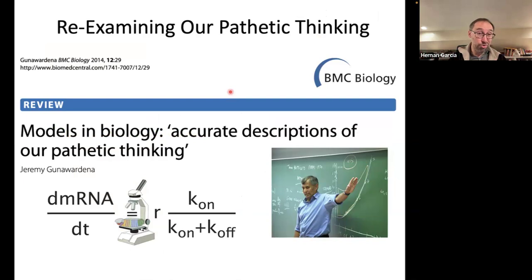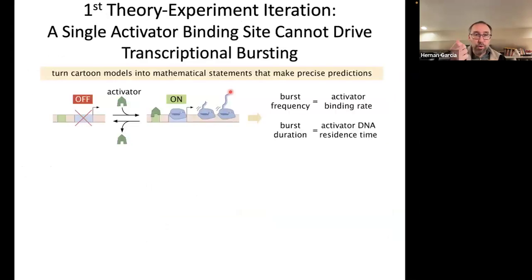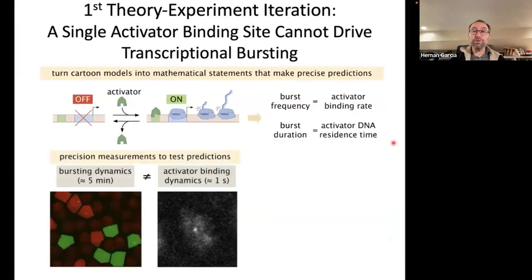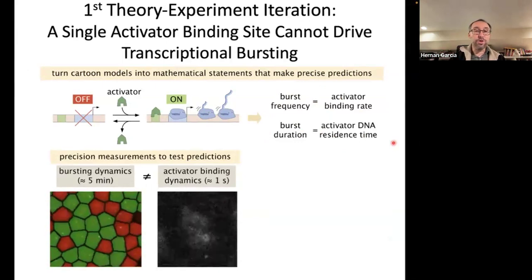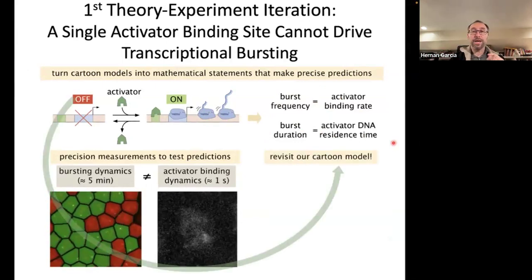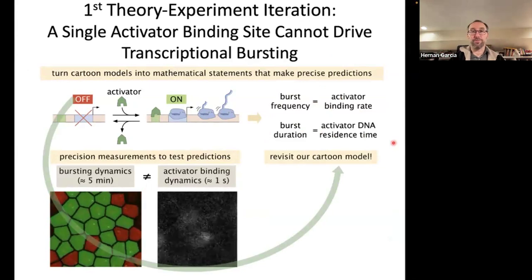Now, what I just showed you is that one of the assumptions in the model, assuming I didn't screw up the math, is wrong. Okay, so I just walked you through a first round of this theory-experiment dialogue, because we posited a simple model. It predicted that bursting dynamics are the same as activator dynamics. We went to the lab, we compared the two, and we saw that they didn't match each other, which means that we went through the whole cycle, and now we need to revisit our cartoon model.